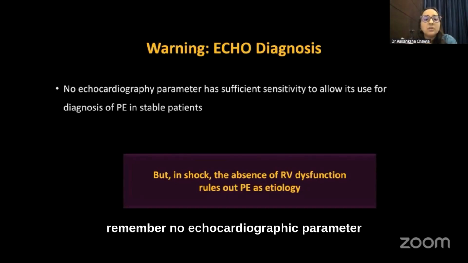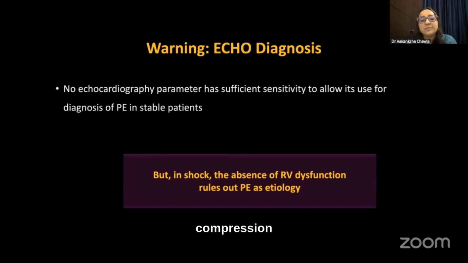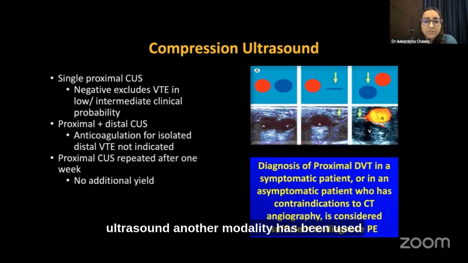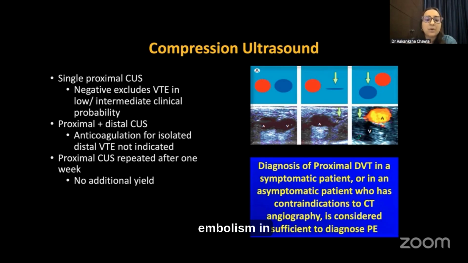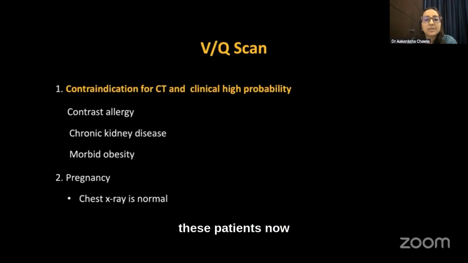So remember, no echocardiographic parameter has sufficient sensitivity to allow its use for diagnosis of pulmonary embolism in stable patients. But in shock states, the absence of RV dysfunction rules out pulmonary embolism as an etiology. Compression ultrasound, another modality, has been used for proximal DVT in a symptomatic patient or in an asymptomatic patient who has contraindications to CTPA. So this is considered sufficient for diagnosis of pulmonary embolism in these patients.